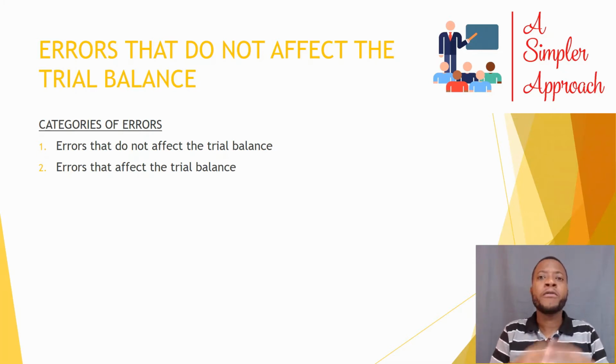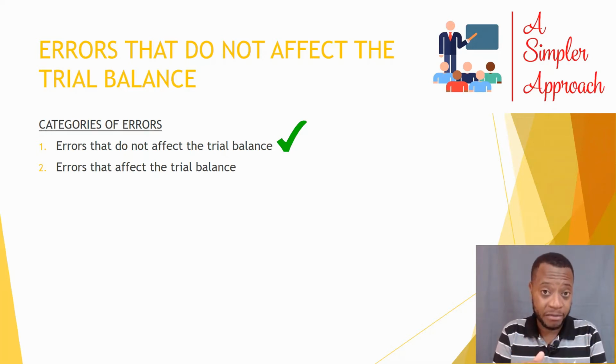Okay? For this lesson specifically, we will be looking at the errors that do not affect the trial balance. We won't be going into the ones that do affect it for this lesson. In our next lesson, we will. All right? So let's dive into this whole concept. We're going to look at some examples and we're going to see how we correct them. I must tell you though, that errors are corrected using the general journal.